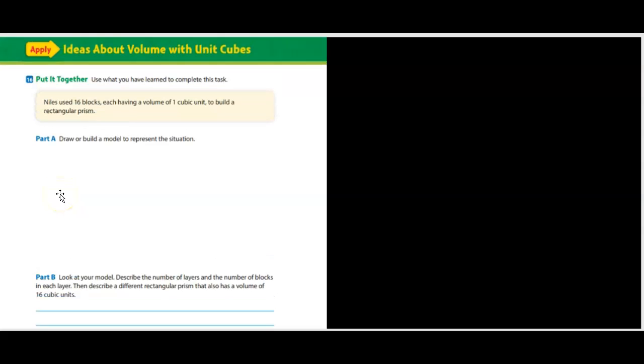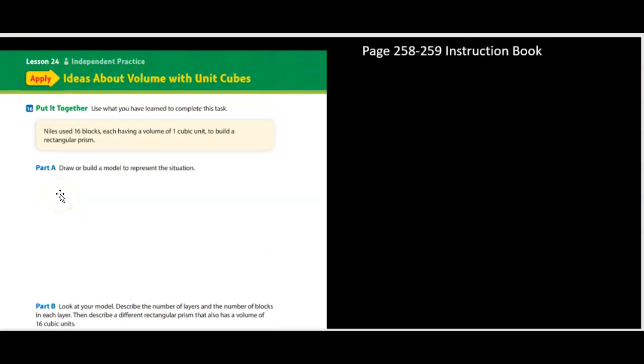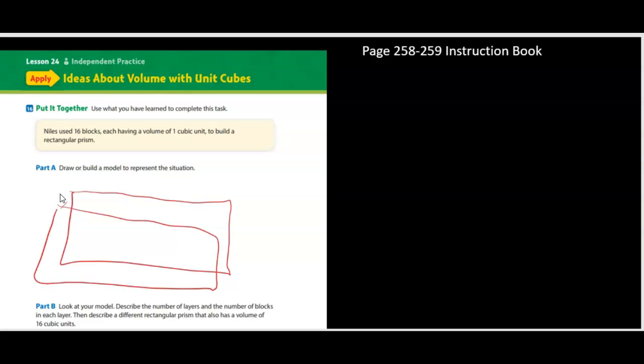Next page. Number 16. Use what you have learned to complete this task. Niall uses 16 blocks, each having a volume of 1 cubic unit, to build a rectangular prism. Draw or build. Well, we could just do one layer, and have 4 by 4. So it could be 1 layer high and 4 by 4.